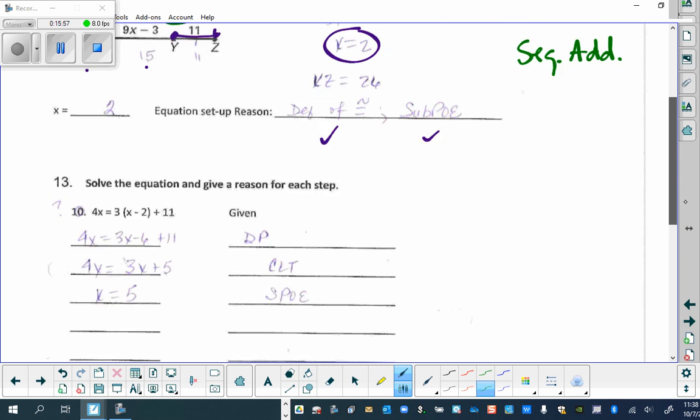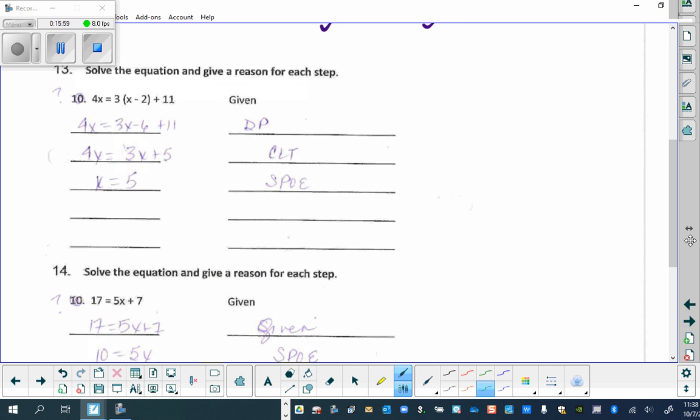Solve the equation and give a reason for each step. We're going to use the distributive property, combining like terms, and then the subtraction property of equality to solve. Make sure you know the distributive property versus the division property of equality. Since I'm sharing this 3 out to each term, it's definitely this one. My division property of equality is only when I'm dividing both sides by a value.